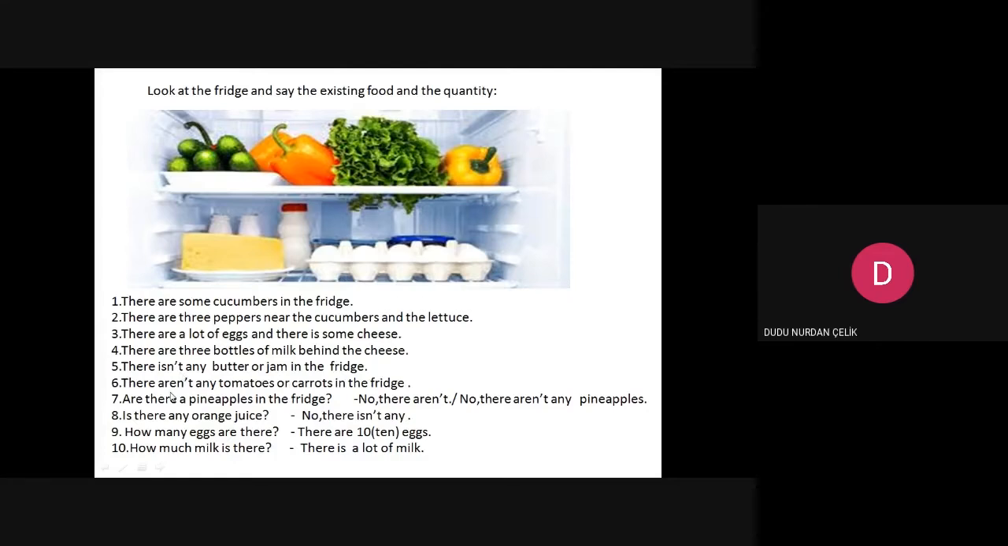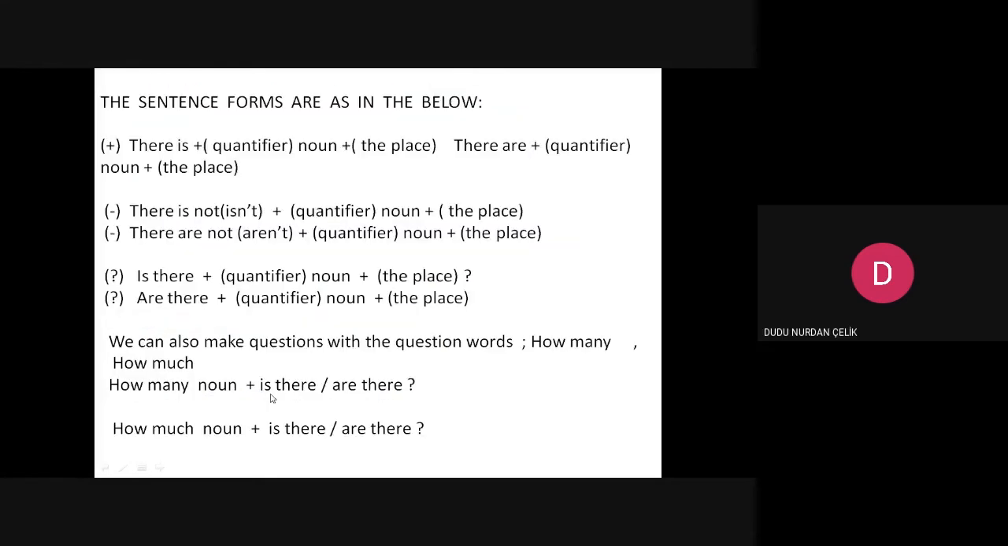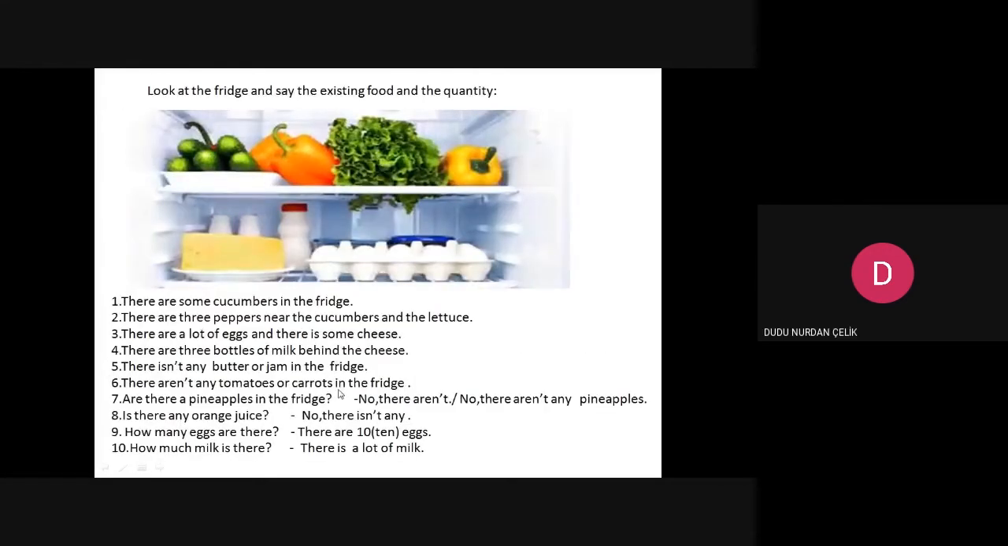Can you see tomatoes? Carrots? No, I can't. So another negative sentence. But tomatoes and carrots are countable nouns, so we say there aren't because they are plural. There aren't any tomatoes or carrots in the fridge.